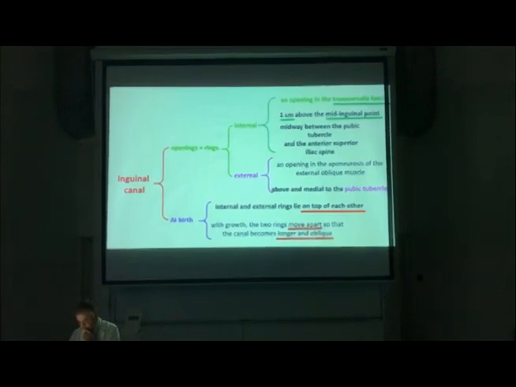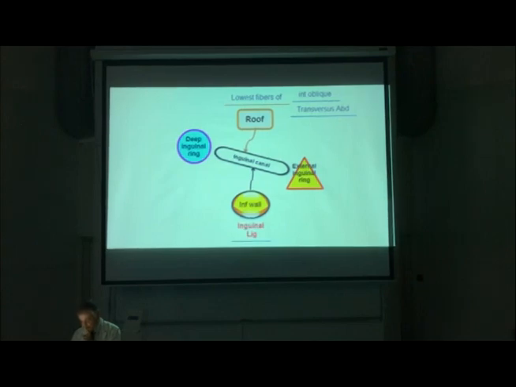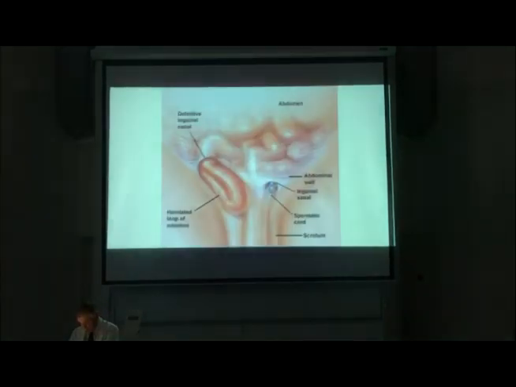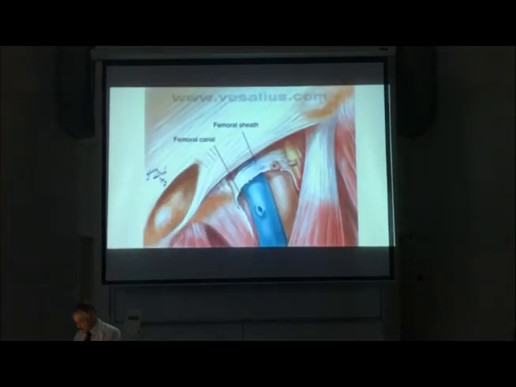They move apart and the canal becomes longer and oblique. This is a summary you will find on the mind map telling you what are the walls and openings of the inguinal canal. Remember, it is the small intestine that comes in, sometimes even the large intestine, and sometimes the urinary bladder. So we have to treat it cautiously.